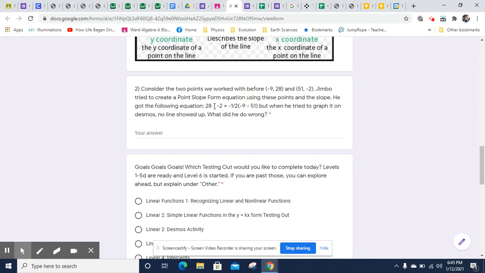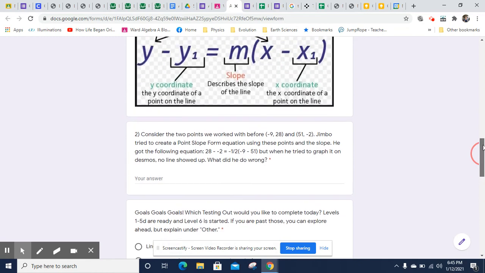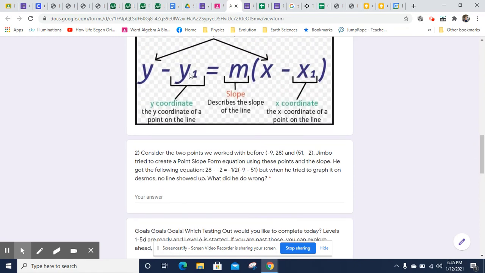He said 28 minus negative 2, because he sees this point-slope form structure. He says y minus y1 equals slope times x minus x1. And he goes, okay, one of the y values is 28. The other y value is negative 2. And so he says 28 minus negative 2 equals negative 1/2 times, that's the slope right there, times negative 9, that's the x value, minus 51.